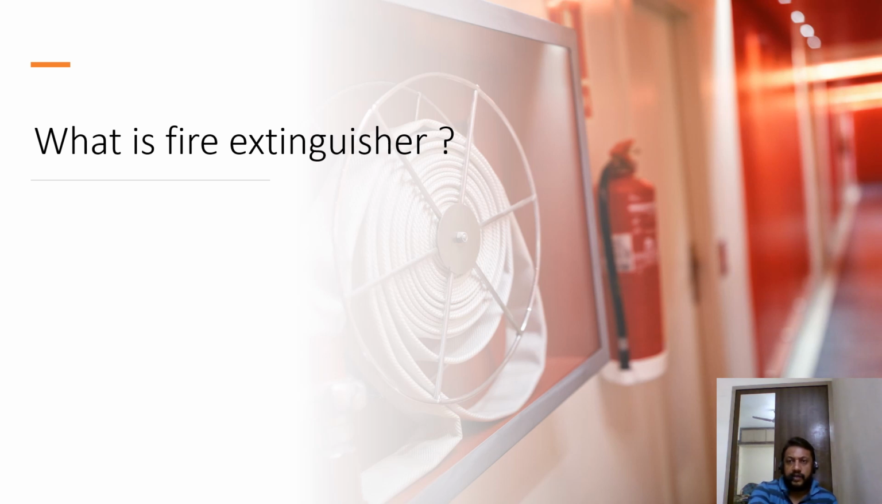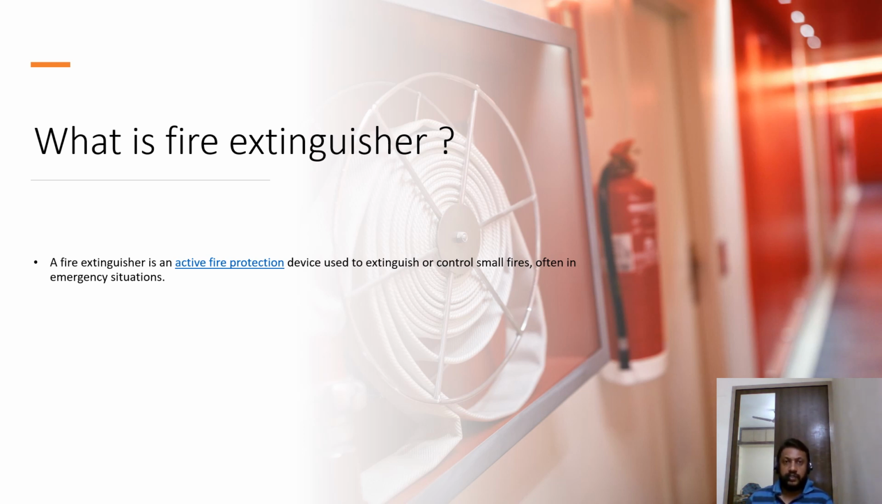So now let's discuss what is a fire extinguisher. A fire extinguisher is an active fire protection device used to extinguish or control small fires, often in emergency situations. A fire extinguisher is not the only type of equipment used to extinguish fire. We have different varieties of suppression devices available, like automatic sprinklers, fire hydrants, hose reels, and so on. We are not going to discuss all those equipments in this video. So here we are going to discuss only fire extinguishers.